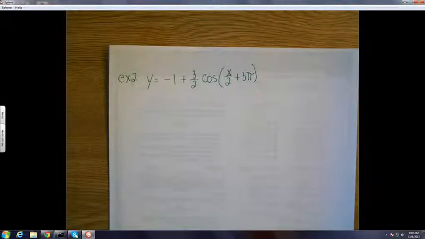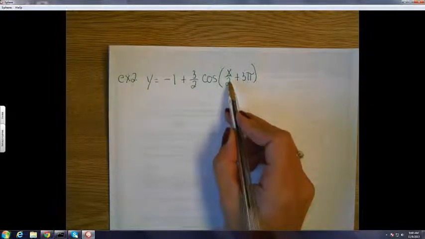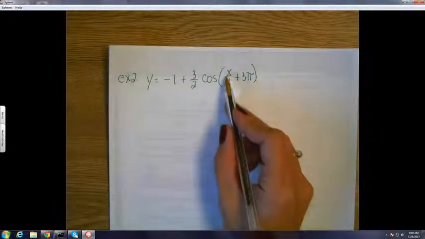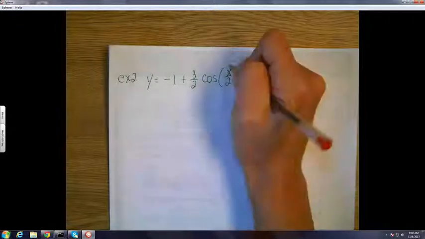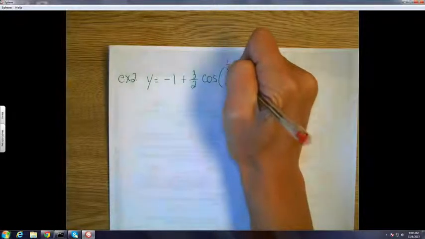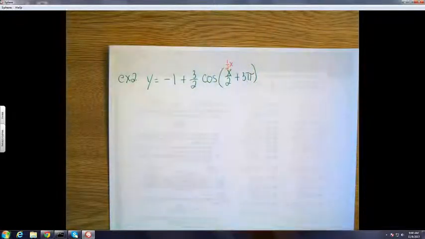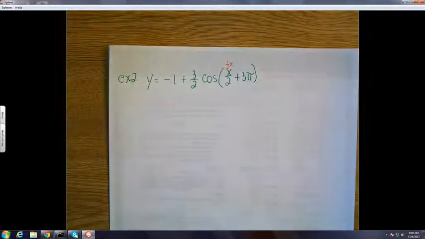Okay, what is my b number that's inside the parentheses here? Not 2, it's 1/2. This is x divided by 2. What I could do is rewrite this as 1/2 x. So I see the b is a 1/2. The 1/2 is what I want to take and write outside of the parentheses.